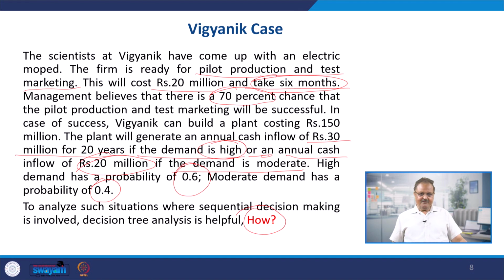If the product is successful and the demand for the product is high, it will give you an annual cash flow of 30 million for the next 20 years. But if the demand is moderate, it will give you a cash flow of 20 million for the next 20 years. The chance of demand being high is 60%, and of demand being moderate is 40%. There is no chance of demand being low at all. So there can be high demand or moderate demand.